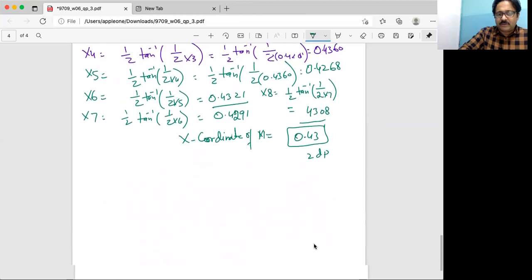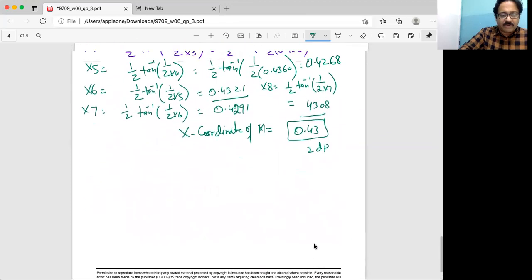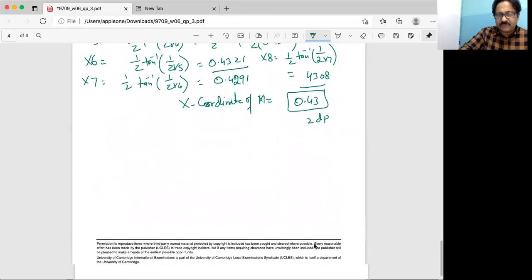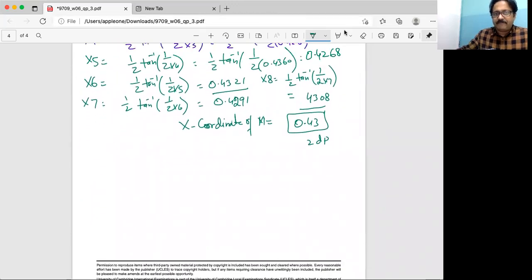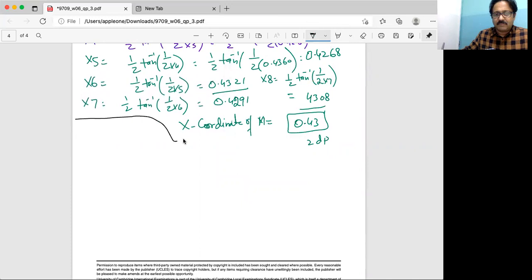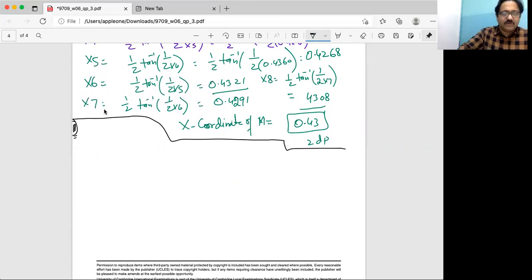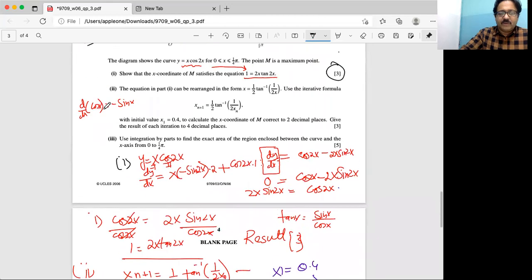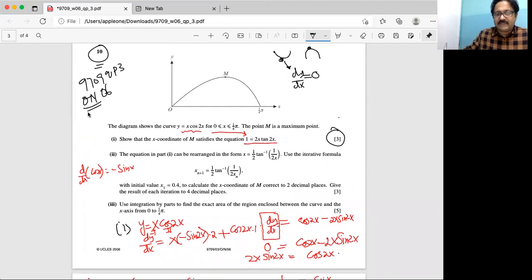Now let's go to the next part. For this part I will not be having space, but I will do something: I'll be doing small writing here. I will make a line here first. Part 3. Part 3 is, they say, you can go to the question, use integration by parts to find the exact area of the region enclosed between the curve and the x-axis.